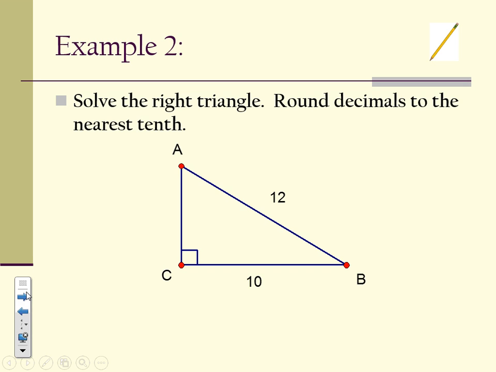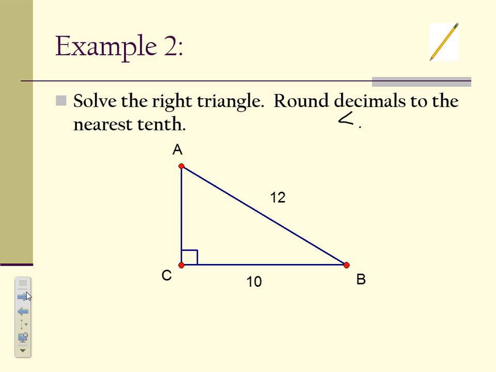Okay, let's do another example. This one's a little different. We're going to solve the right triangle again. And again, we can have decimal answers here. And the very first thing you would want to do after you copy this in your notes is make a list of things that are missing. So what are the pieces that are missing in this triangle that we would need to find? Okay, so that's probably where I would start.